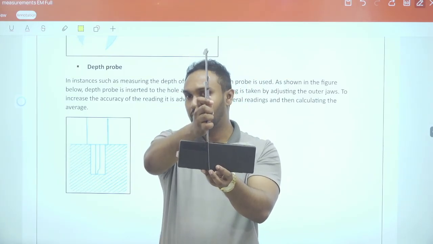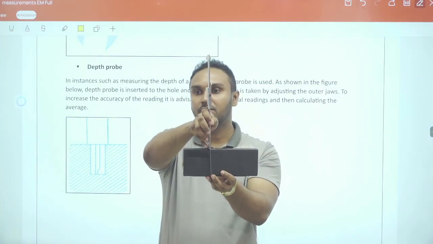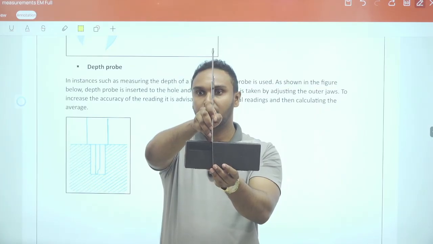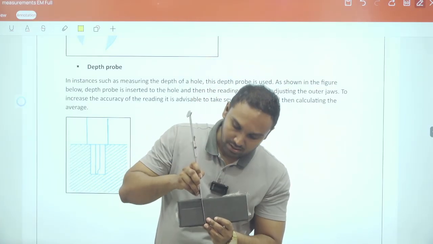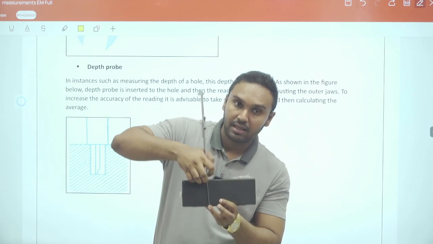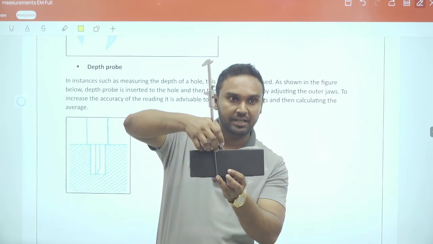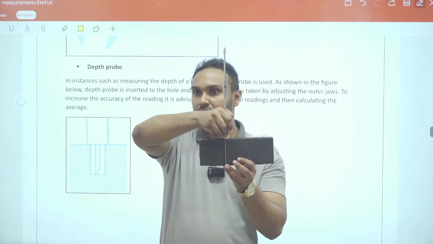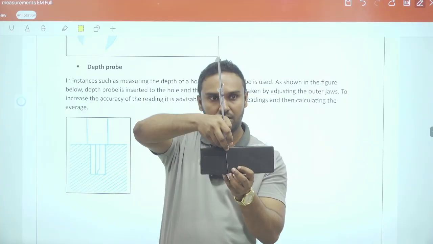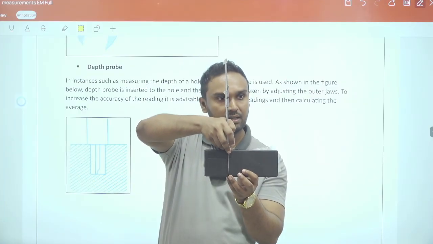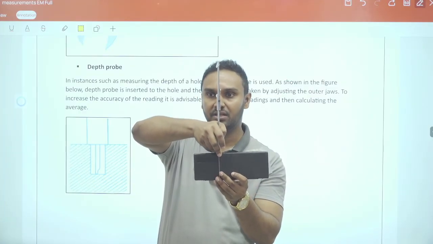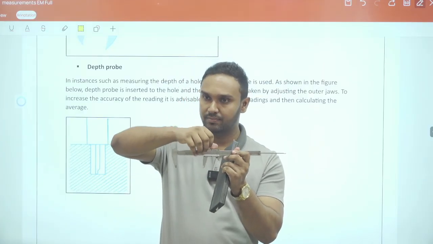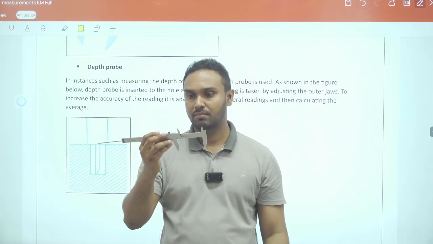When the depth probe hits the bottom, the edge should be connected to the edge of the object here, right? Now edge to edge has to be connected. Now the length from the edge of the vernier to the end of the depth probe is the depth of the object, right? Now you can measure it using the vernier and main scale, right? So you locate like this and you measure it.